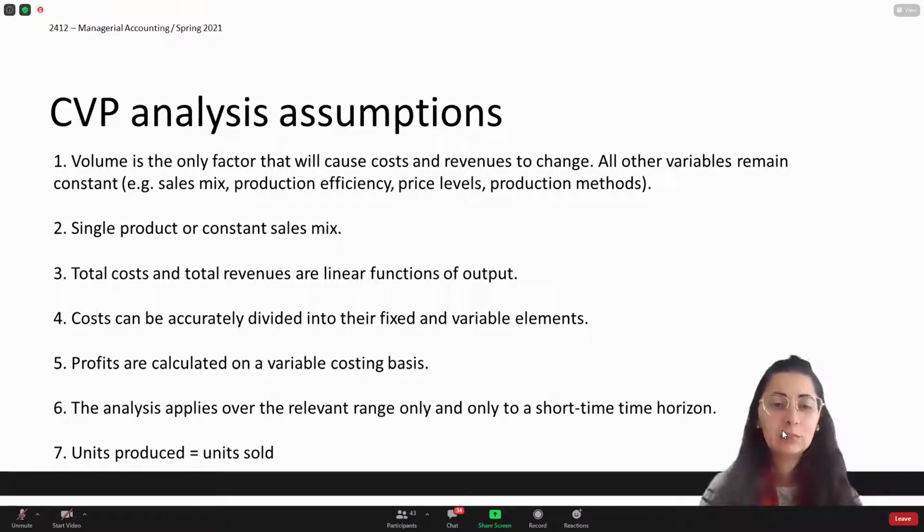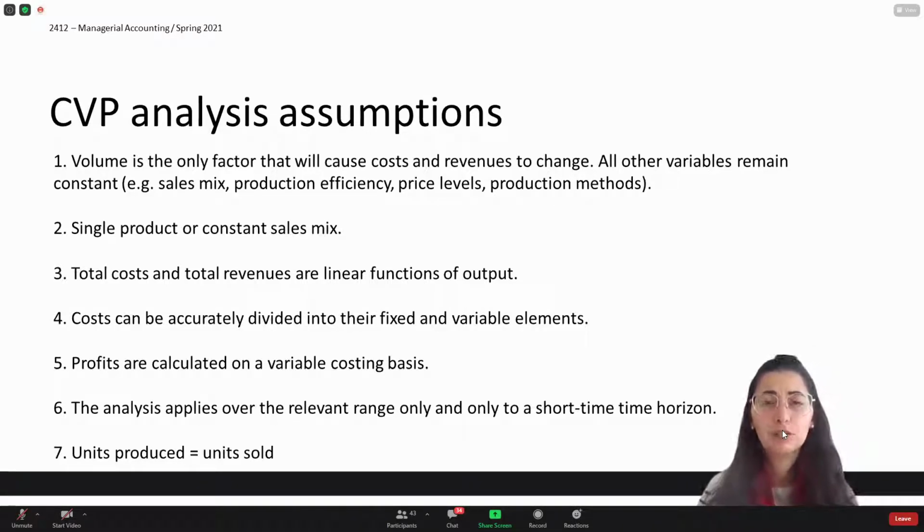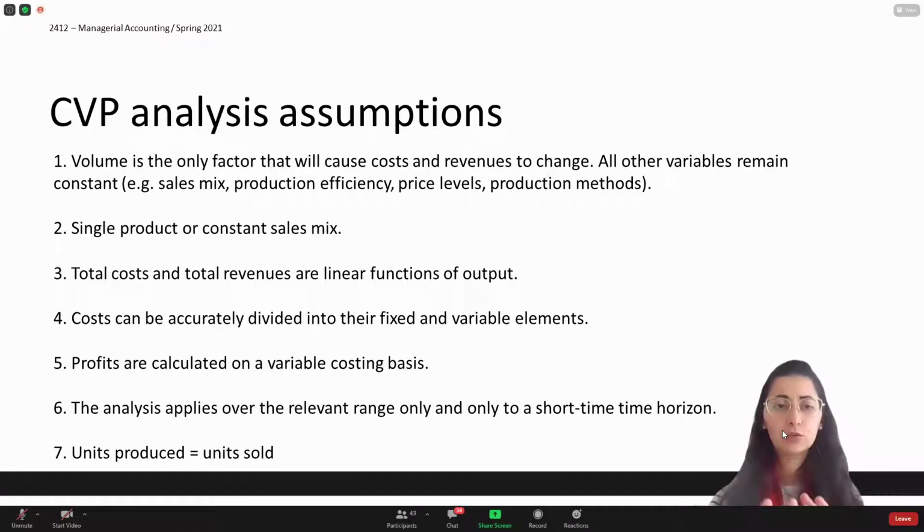We are assuming that profits are calculated on a variable costing basis, okay? And this analysis applies over the relevant range, only for the short term. And also we are assuming that the units produced are the same as the units sold. There are no changes in the inventory level. So these are the assumptions that we have when doing CVP analysis. These are very strong assumptions, so we need to be careful when doing this kind of analysis in organizations.